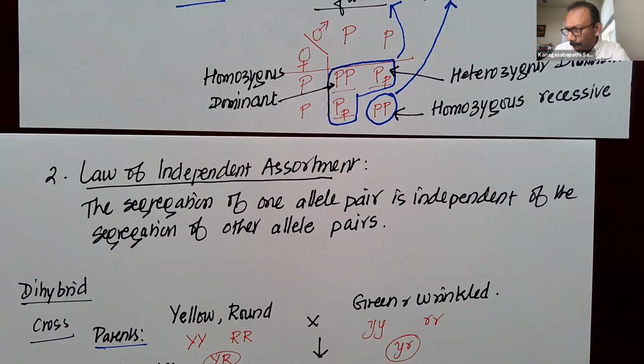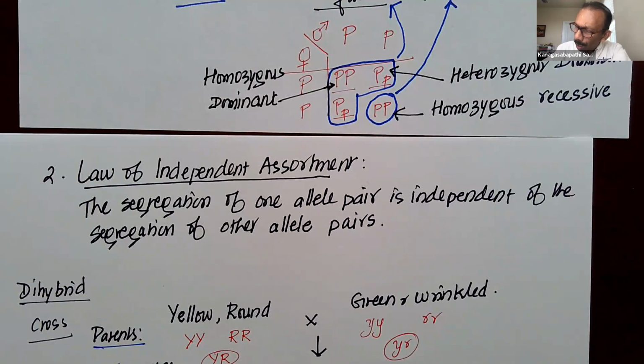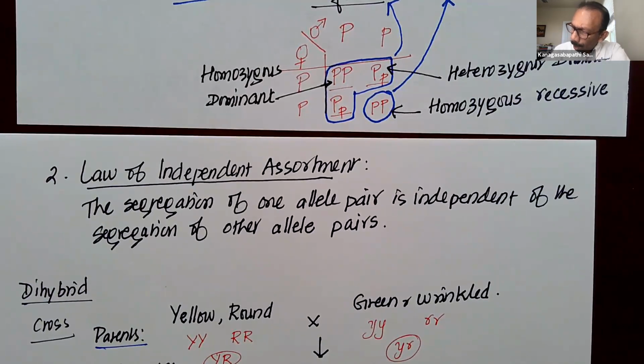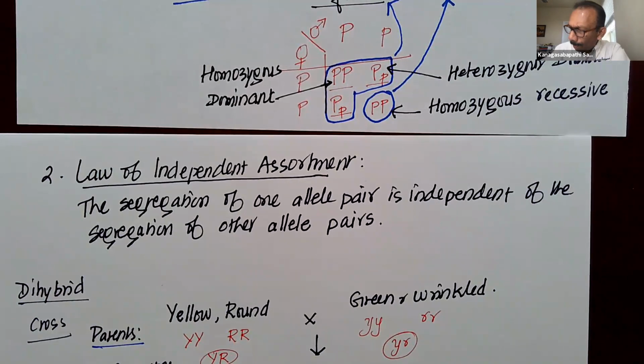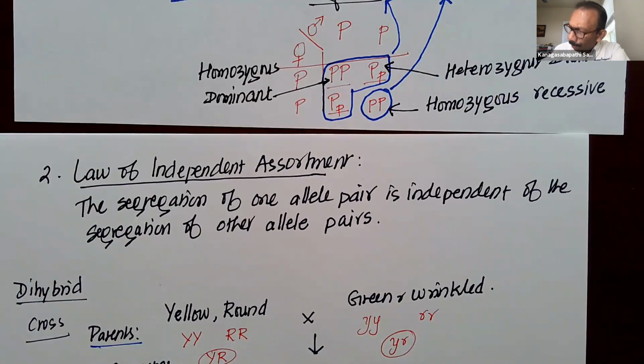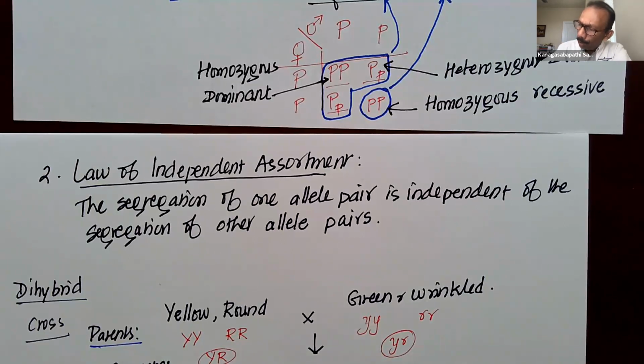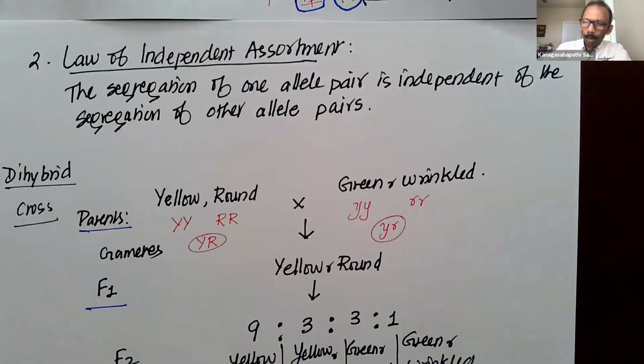When they self these, they get the ratio of 9 to 3 to 3 to 1. Nine of them are yellow and round, one is green and wrinkled, three are yellow and wrinkled, and three are green and round. So these are the different types of F2 offspring that he got.